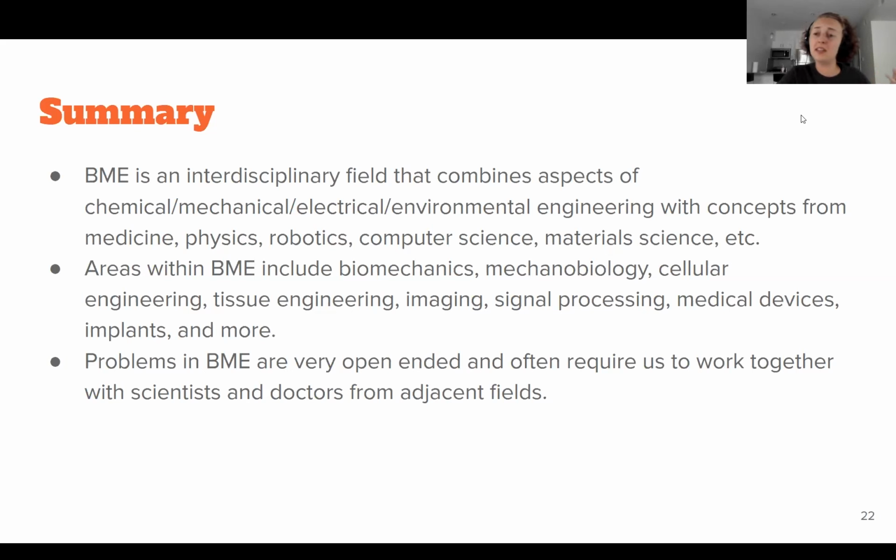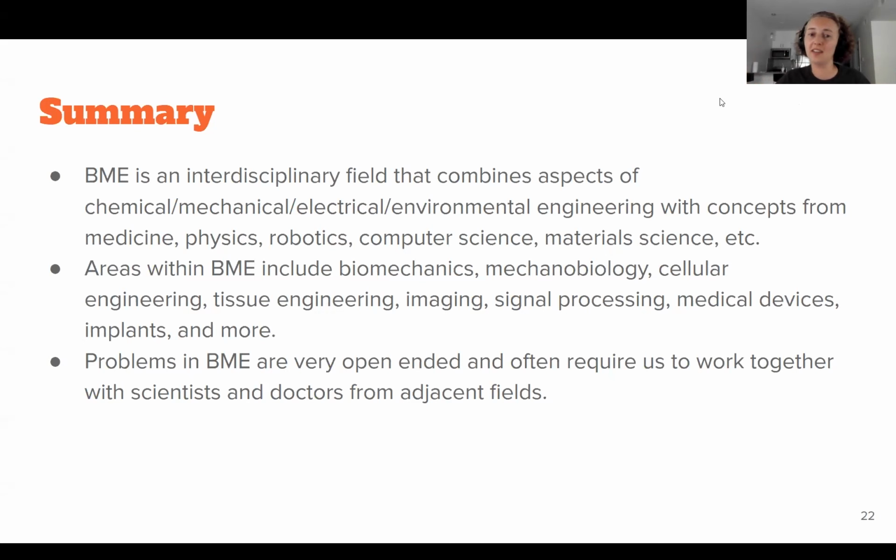And then I hope your key takeaway from the activity at the end was that problems in biomedical engineering are super open-ended. They're often very complex, very multifaceted, and there's not one clear correct answer or one clear solution that we need to use. We have the opportunity to work together with other scientists, other engineers, doctors, physical therapists, public health experts, etc. And that allows us to create really innovative and really similarly interdisciplinary solutions.